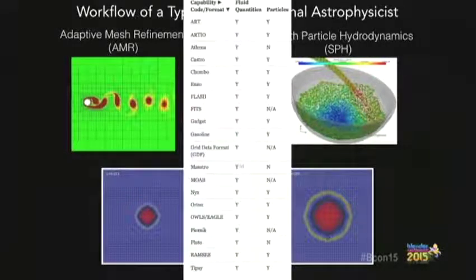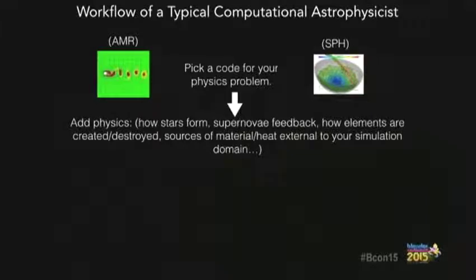So here's just a subset of the different codes that people use, either particle or AMR or somewhere in between. And they usually have their own individual data formats. So that's always exciting if you're trying to compare codes. OK, so you've picked your physics code. Now you have to actually add physics to it.